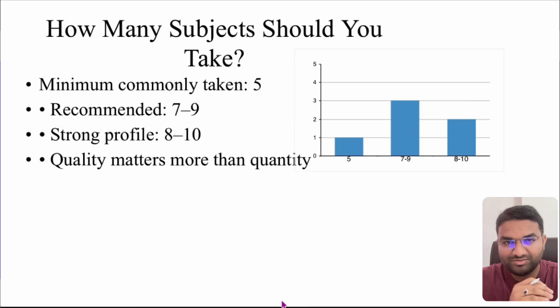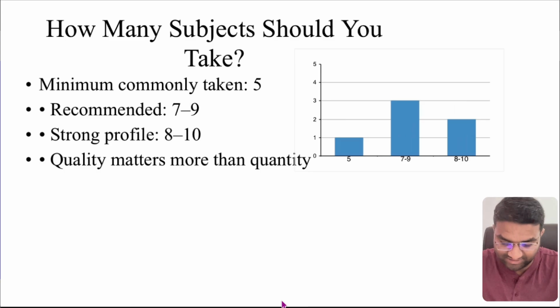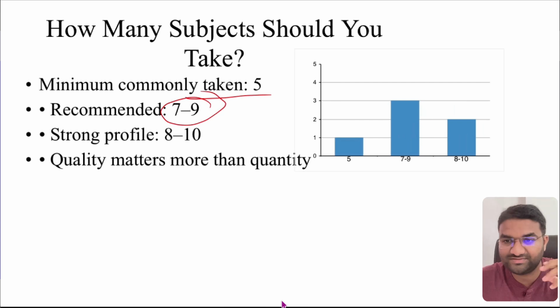Okay, so minimum basically you have to take 5. Fine, keep that in mind. All right, and generally it's recommended to take 7 to 9 subjects to build a strong background or base for the student as well. Okay, which subjects we have to take, we will discuss. Fine, then to build a strong profile, it is even recommended to take 8 to 10.